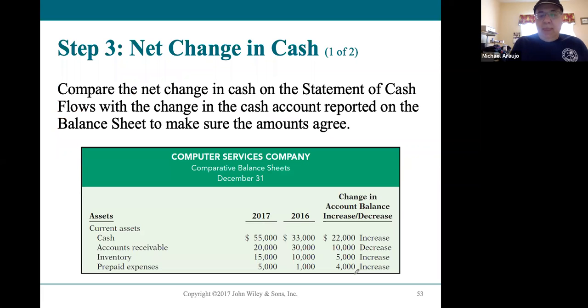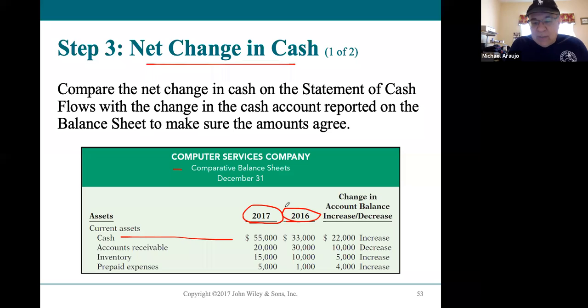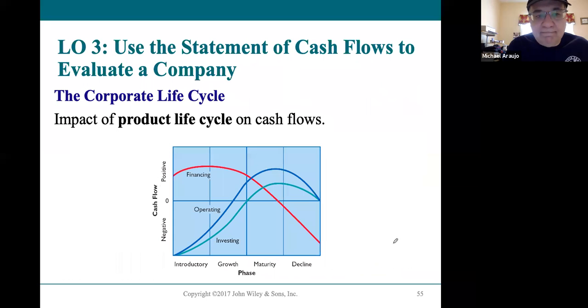All right. So the net change in cash is what I just went over with you. I did it a little bit early. Again, when you looked at the balance sheet for this company, you saw the cash account line here. For 2016, it was a $33,000 cash balance. But for 2017, it was 55,000, up by 22,000. We just showed that. And that is the deal.